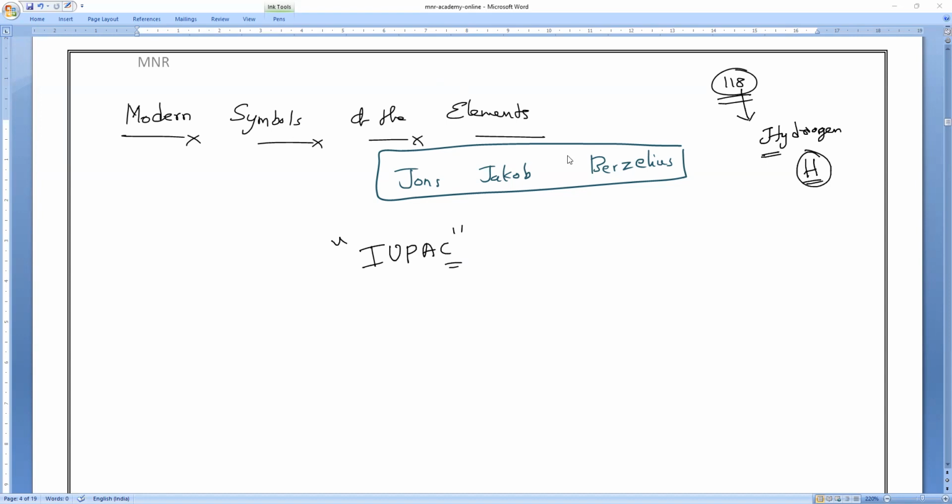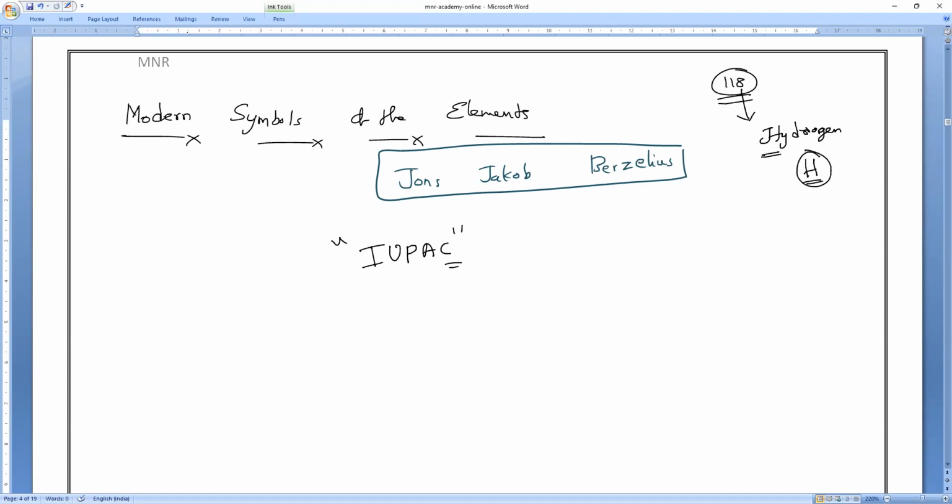What do you mean by the symbol of an element? Basically, it is the first letter, or the first letter along with another letter. The first letter, or the first letter along with another letter, is the symbol of an element. Either it is an English name, a Latin name, or a Greek name, it doesn't matter. That is what you have to remember. Are you clear, everybody? That is the rule you have to remember.